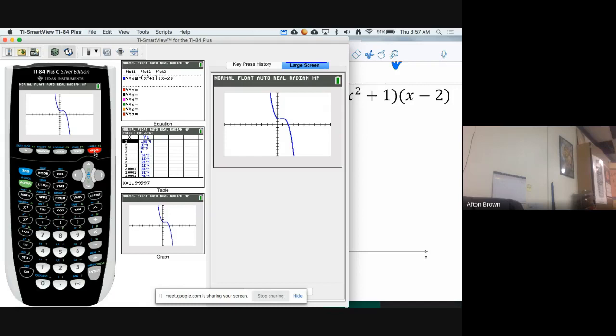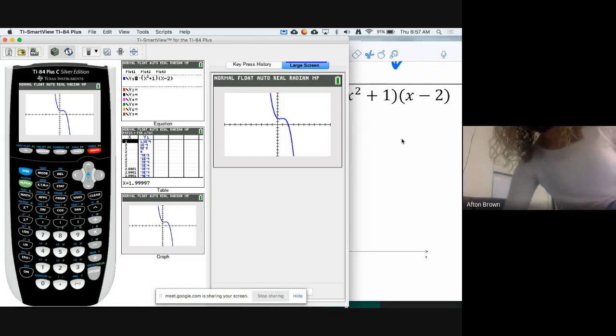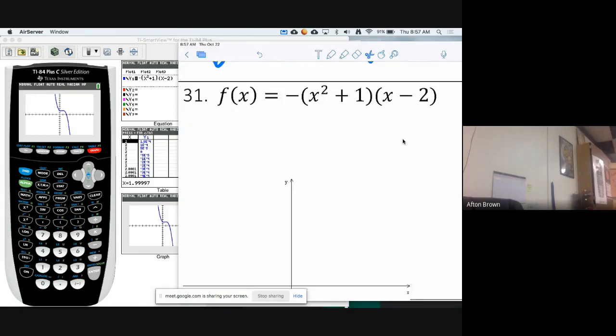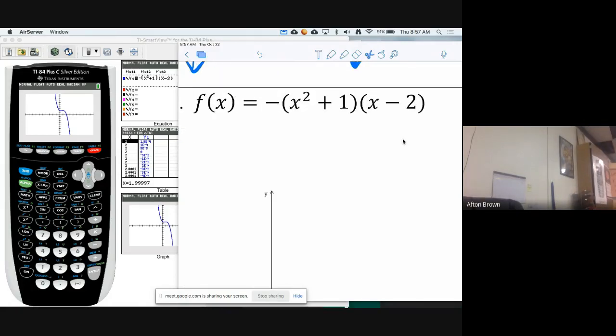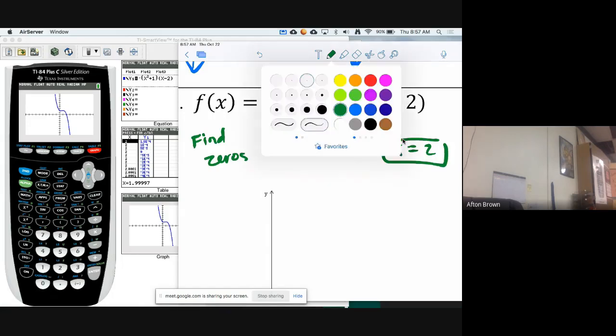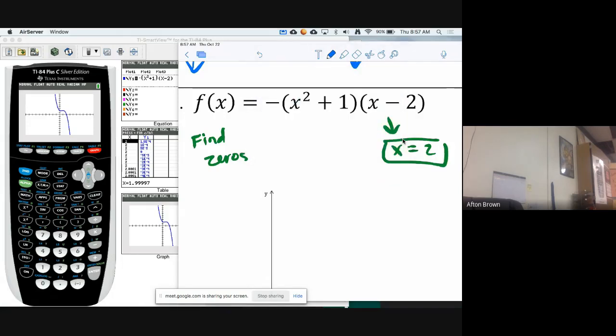It's in factor form. I'm going to go back to my iPad now. So let's say I give you this and I say find the zeros. 1 zero is super easy. That's this one. X equals 2. There's 1 zero. How do you think we find the 2 imaginary zeros? Your calculator cannot help you find imaginary zeros.